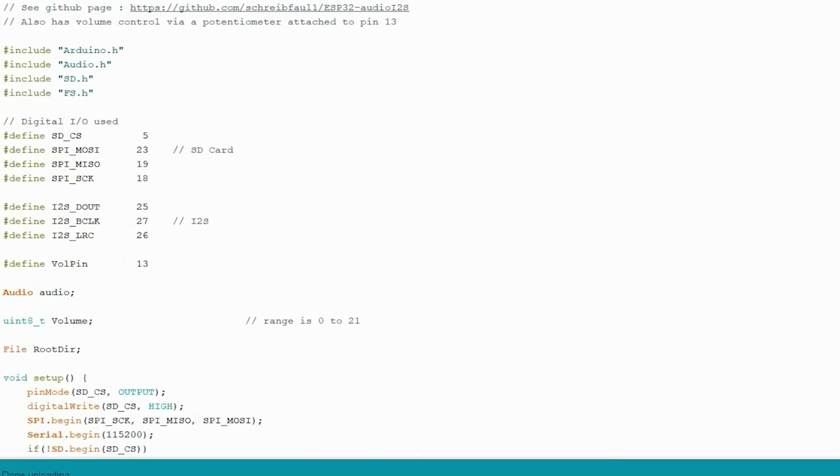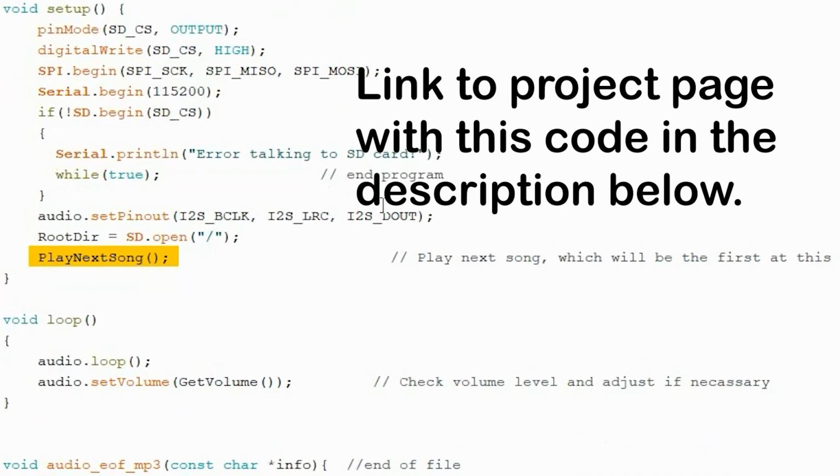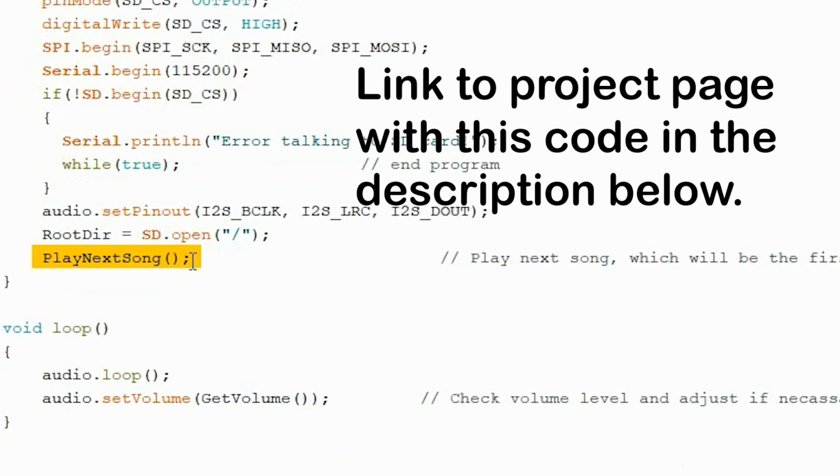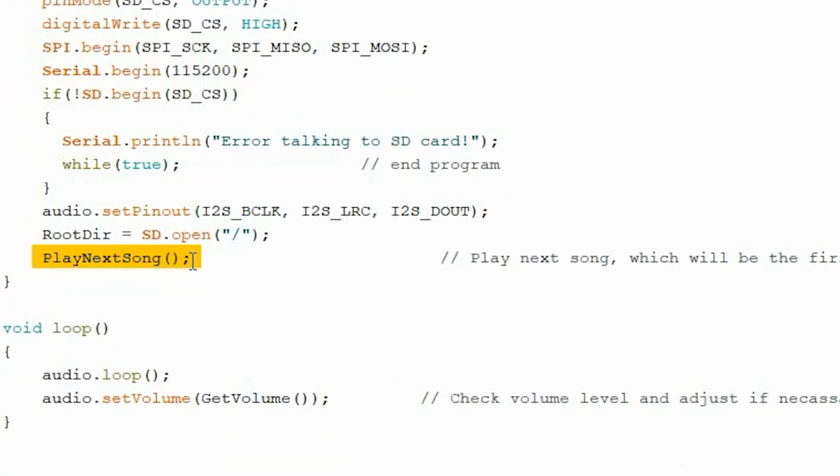Okay, everything's pretty much the same. In the setup, we've got a line saying play the next song. That's pretty much the change. In the last demo, we had it playing that amaze.mp3 file directly. Here we're just going to say play the next song, which on the first boot up will be the first song that it finds in the root directory of your SD card. In the actual loop, nothing's changed, just the same, setting the volume.